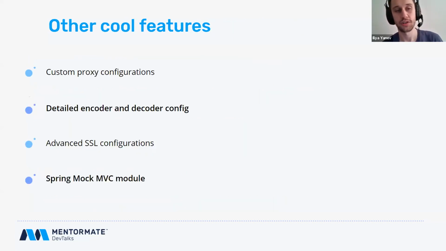Other cool features which Rest Assured supports are custom proxy configuration. You can proxy each request to whatever you want. You can supply the detailed encoder and decoder config. By default, Rest Assured gives that for you, but if you need something more specific, you can configure Rest Assured with your specification as well. You can configure SSL in Rest Assured, and the coolest module, which sadly is out of scope of this presentation but could be a completely different presentation of its own, is the Spring Mock MVC module.